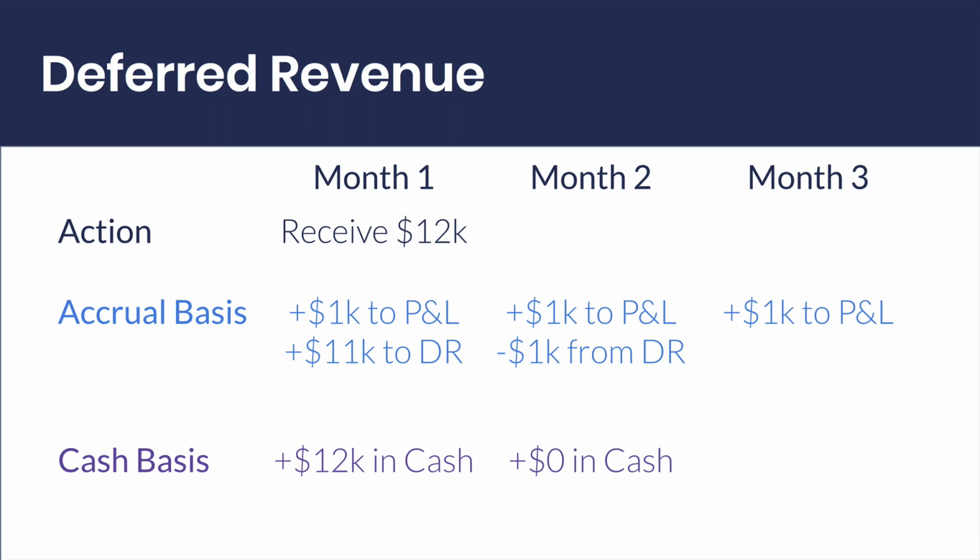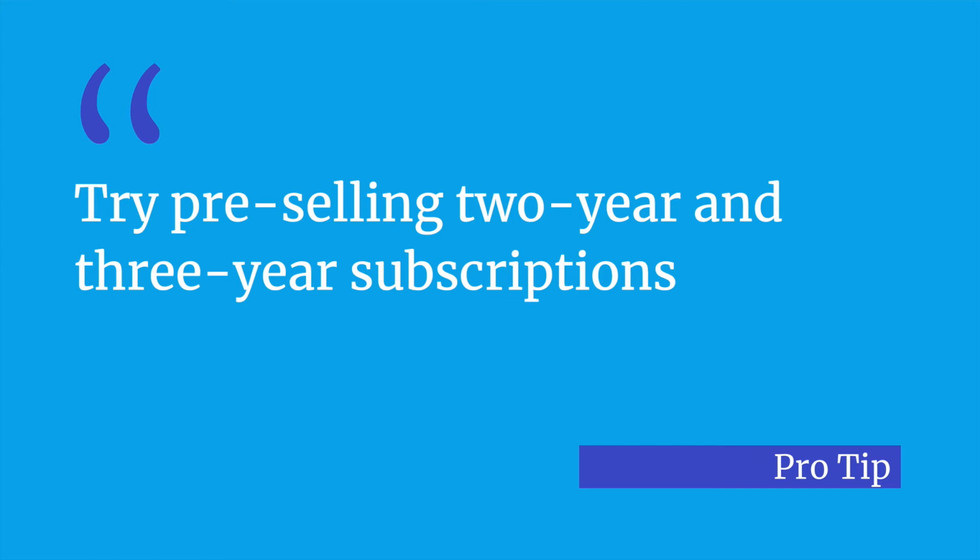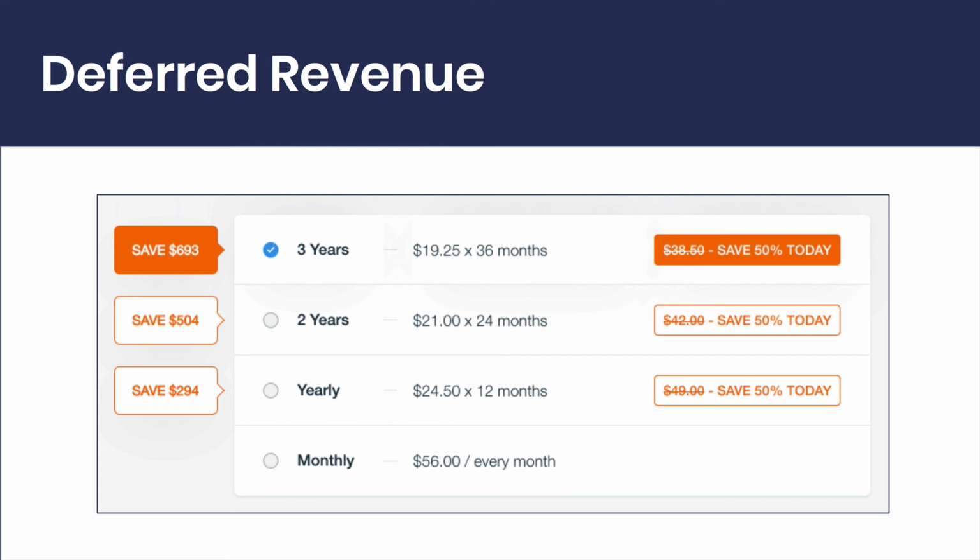Month 3, similarly, we record another $1,000 of income on the P&L. We subtract another $1,000 from the deferred revenue account, but still no cash is changing hands, and we do that all the way through all 12 months. So that's how deferred revenue works. And one of the things that subscription companies can do is not just sell 1-year subscriptions, but you could sell 2-year or 3-year subscriptions up front, which can bring a lot more revenue into your business right now, a lot more cash into your business right now that you can use.